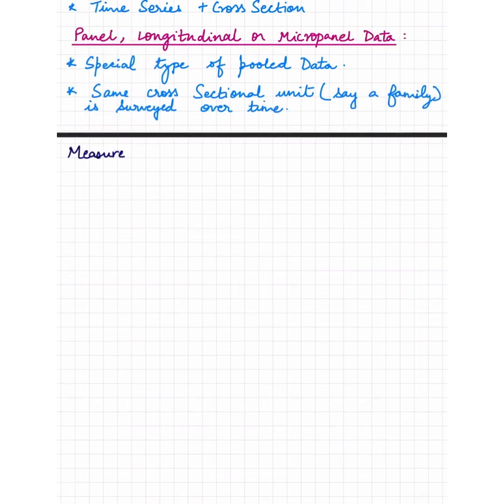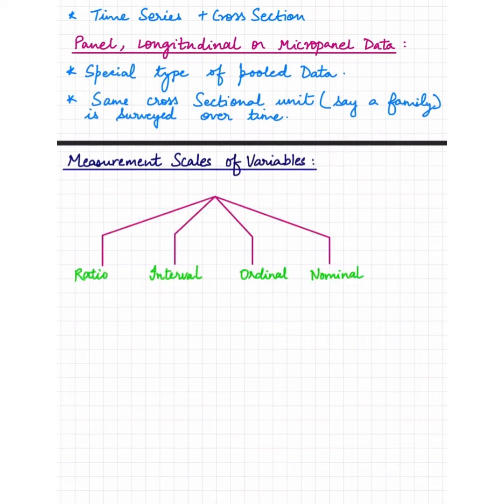Now, what about the measurement scale of variables? We have four commonly used measurement scales: ratio scale, interval scale, ordinal scale, and nominal scale. We will talk about them one by one.